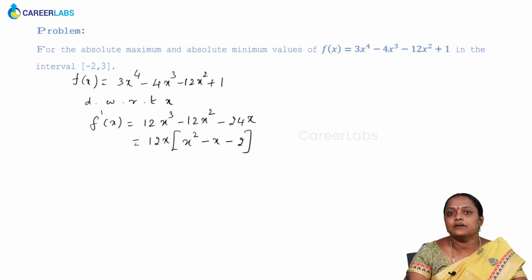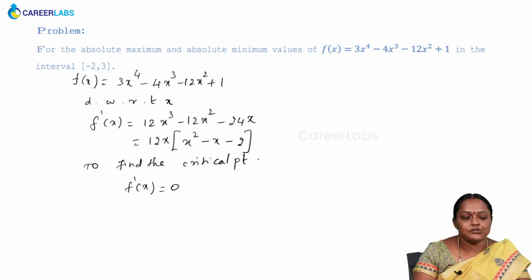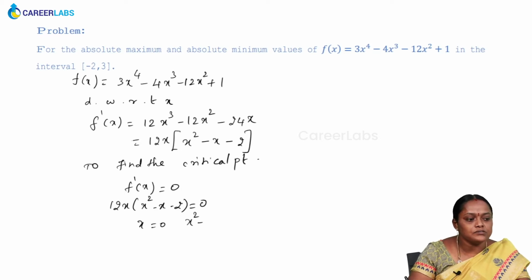In order to find the critical points, f dash of x will be equated to 0. So, f dash of x is nothing but 12x times x square minus x minus 2 equal to 0. So, this implies x is equal to 0 and x square minus x minus 2 equal to 0.